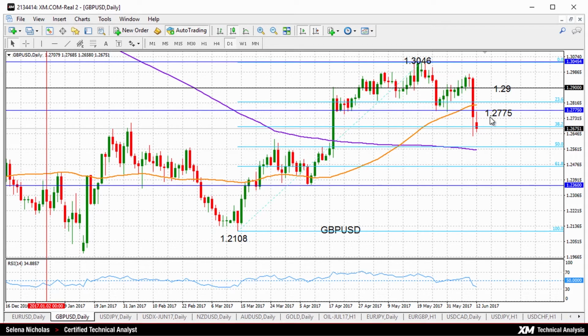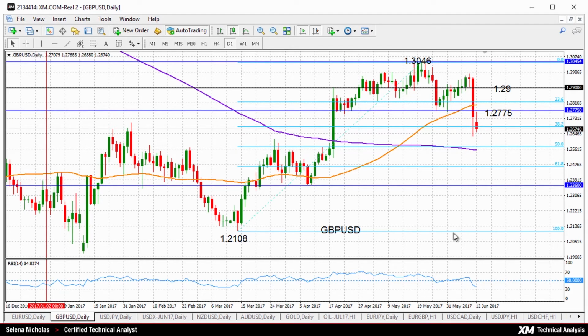So for now, downside pressure remains, and there is scope to target the 200-day moving average, which is close to the 50% Fibonacci level. That's at 1.2574, and it's of the up leg from 1.2108 to 1.3046. A close below this 50% Fibonacci would start to change the market structure, and there could be an eventual move towards the 1.21 area, and this would definitely change the outlook from a recent neutral to bullish outlook to a more bearish one.